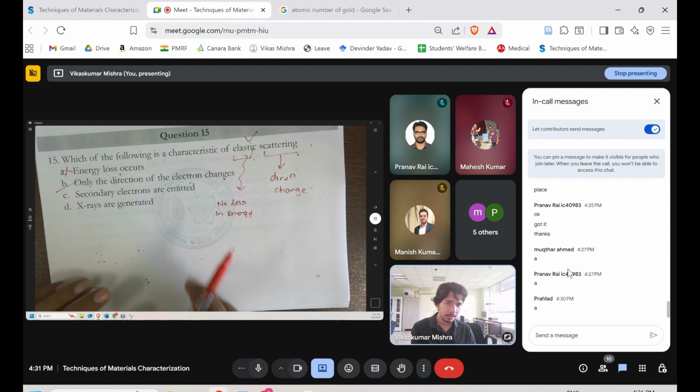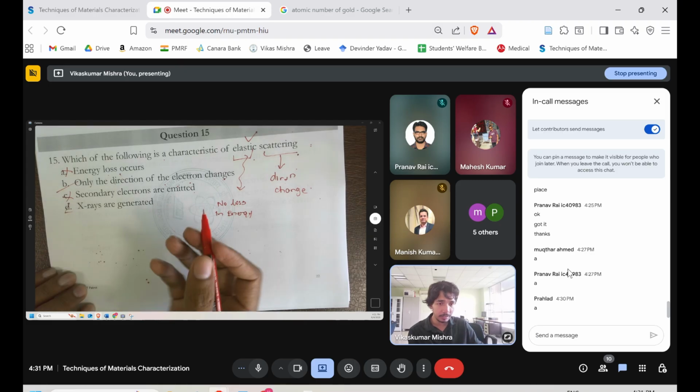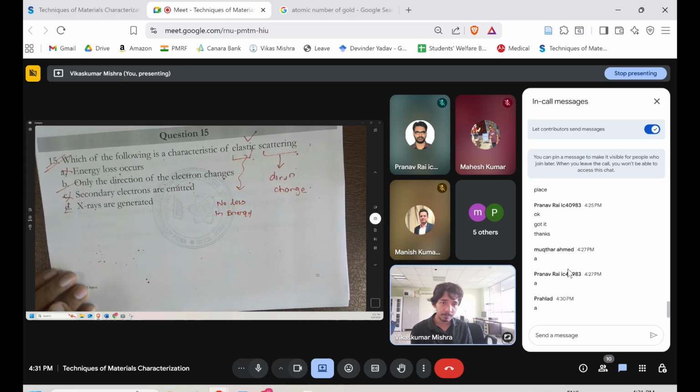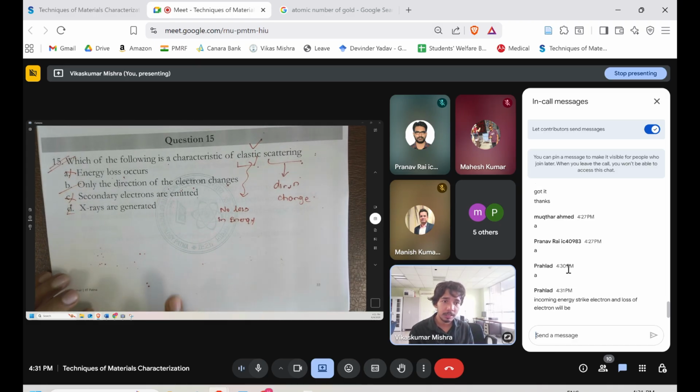The direction is changing. So if it is an MCQ, only one answer is correct. I will mark this. The remaining things are not correct. Any doubt? Let me know. Incoming electron strikes an electron and loss of energy will be there. That is something which we know as inelastic scattering.